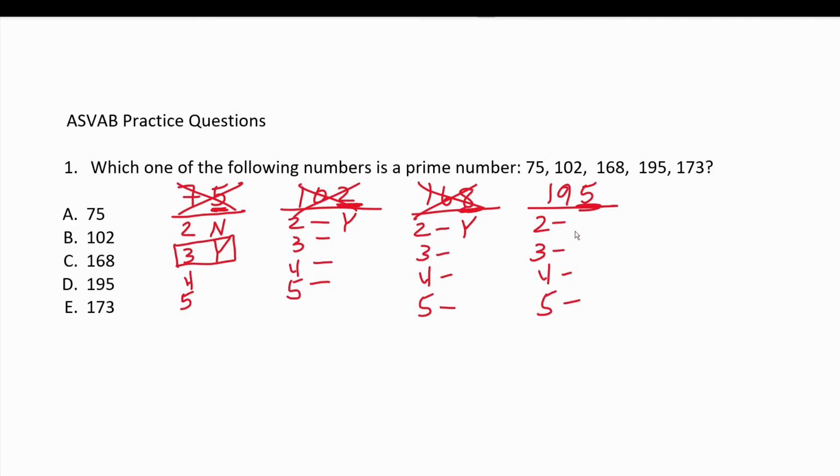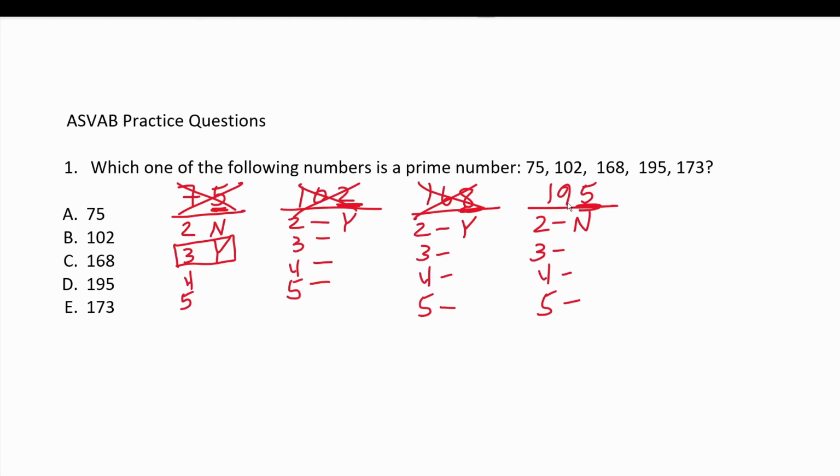5 is not even, so we know that 195 is not divisible by 2. To check whether a number is divisible by 3, we sum the digits in the number, and if that sum is divisible by 3, then the number itself is divisible by 3. So let's add these together.